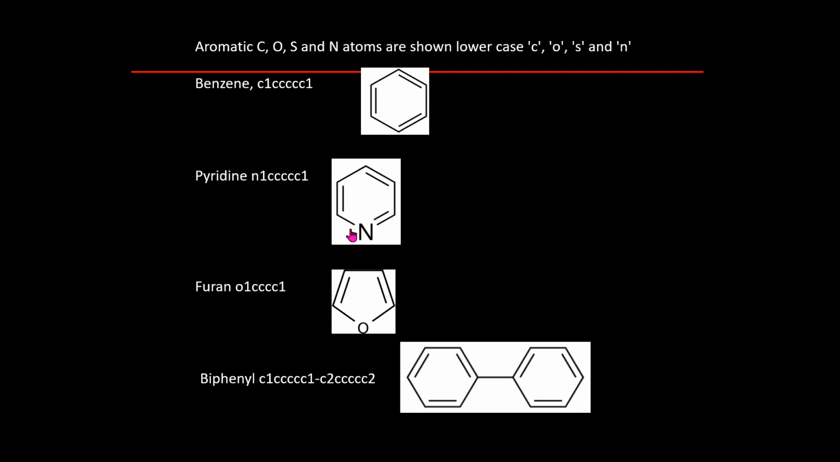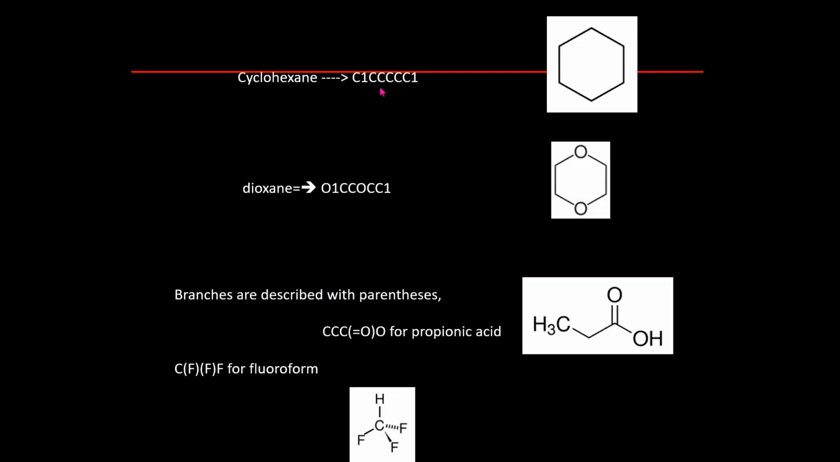So pyridine, you start from nitrogen 1, c, c, c, c, c1. Only thing is everything will be in small form. Furan, you start from oxygen, c, c, c, c, 1. So this is furan. Correct? So for aromatic you use lowercase. Aliphatic, you use uppercase.